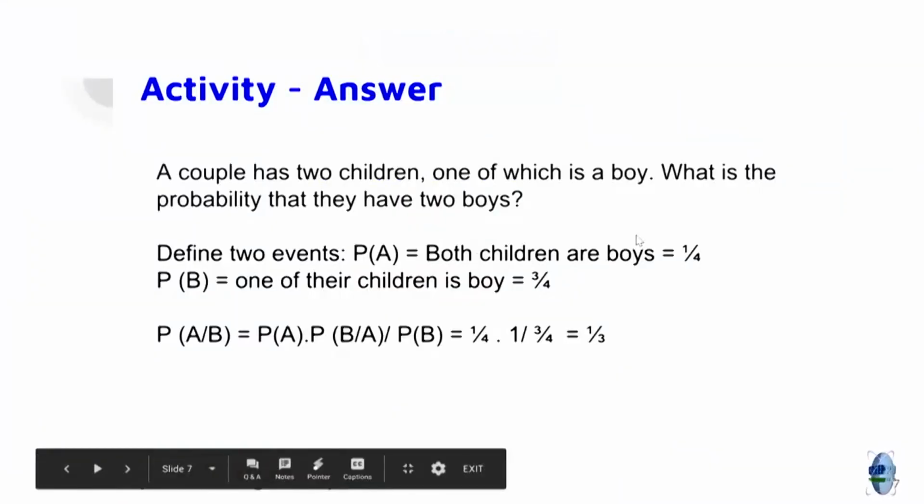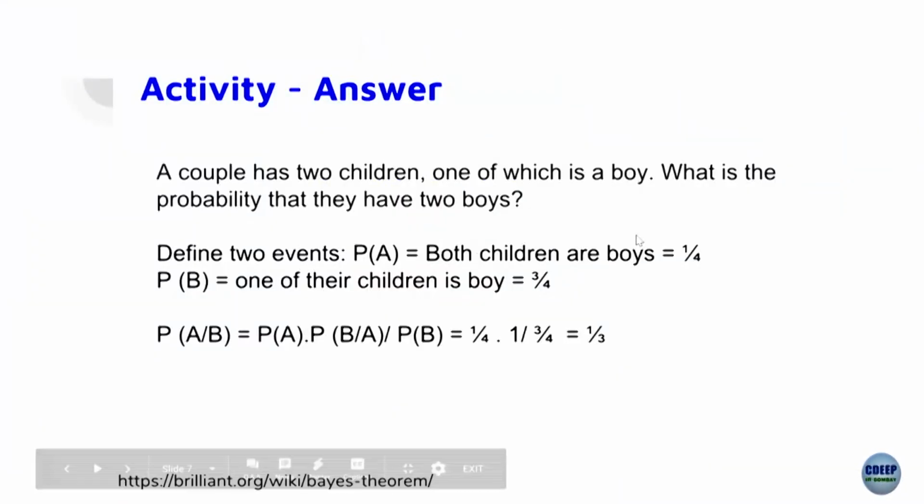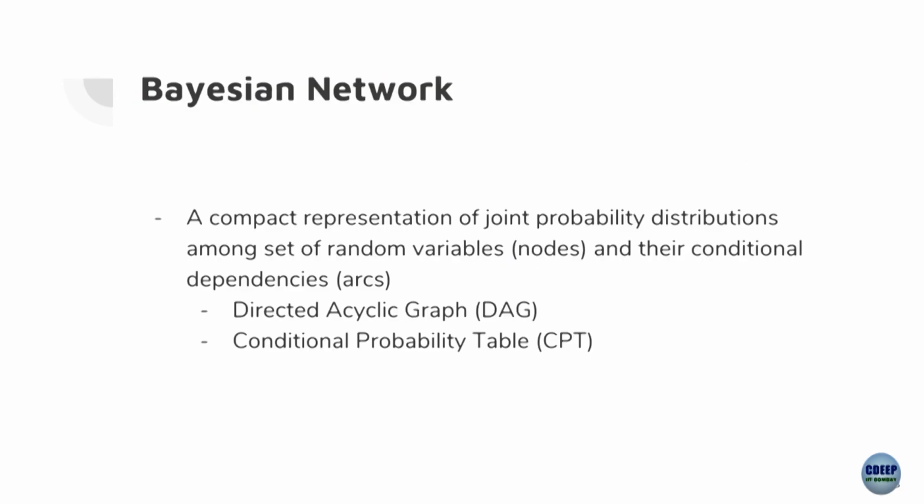Okay, so are we clear about Bayes' theorem? How it is applied with an example? Are we clear? Can we move to the Bayesian network? Has everybody understood? Okay. What is a Bayesian network?